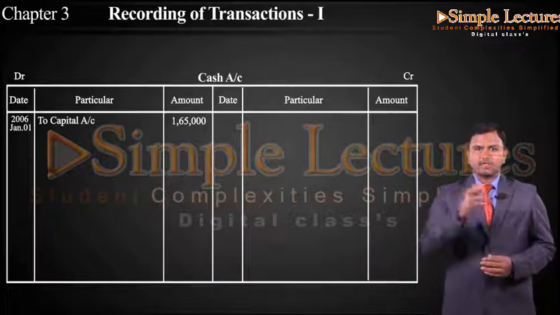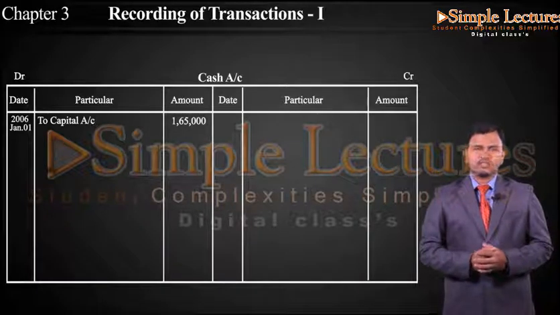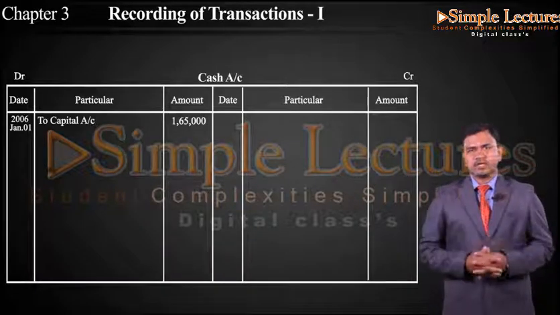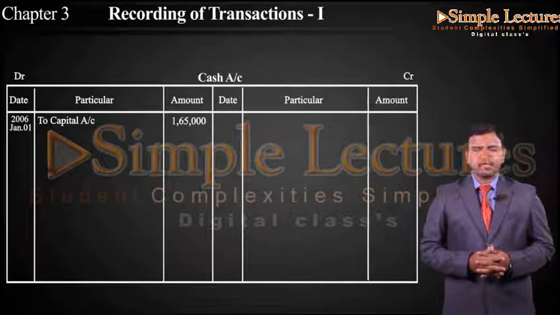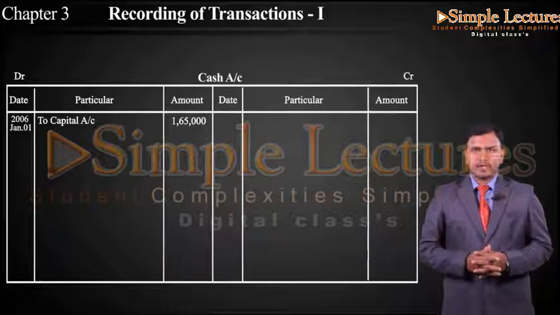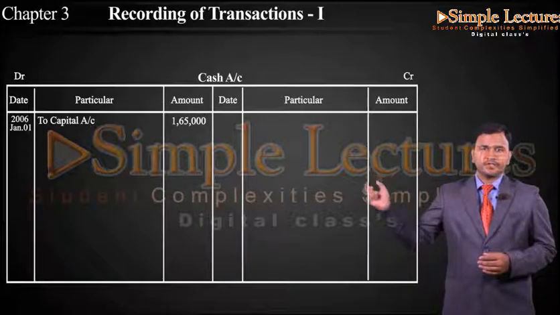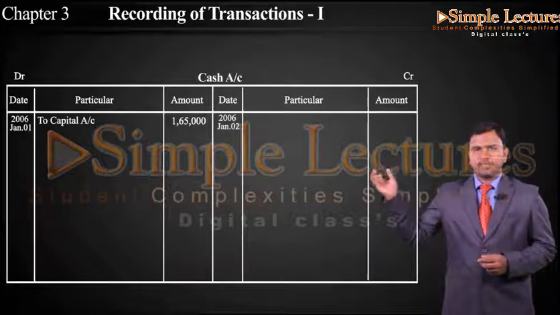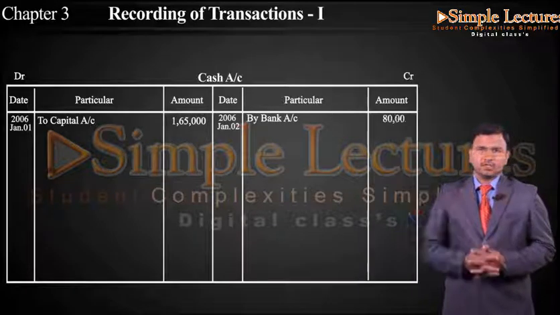1,65,000. Coming to the second entry, we have on Jan 2nd bank account debtor to cash account, 80,000. The cash was credited here, and it is against the bank. So in the credit hand side we are going to take Jan 2nd, by bank account, 80,000.